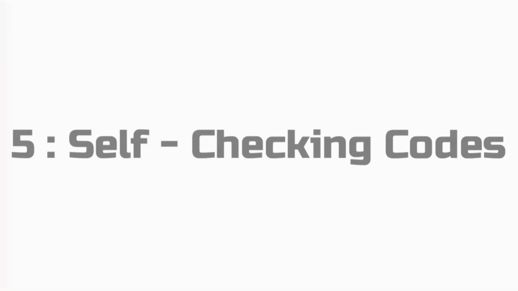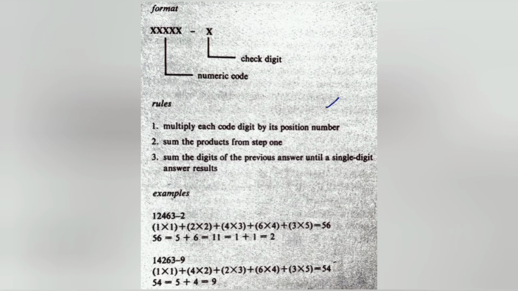Fifth one, self-checking codes. It uses a check digit to check the validity of the code. This type of code is an important means of controlling the validity of data that is being processed. These codes require the performance of a simple repetitive arithmetic operation. In computer-based systems, the checking operation can be performed rapidly. The figure is an example of how such a code can be developed and used.